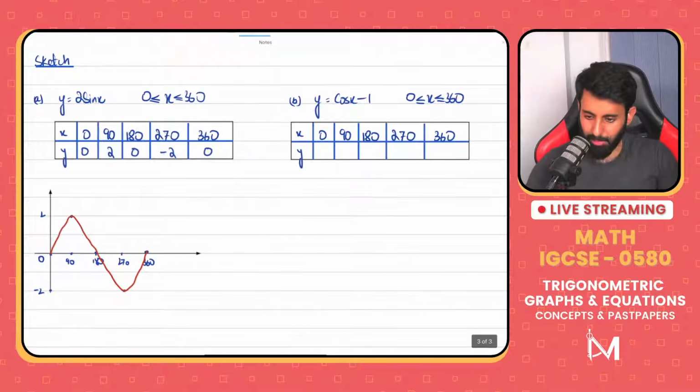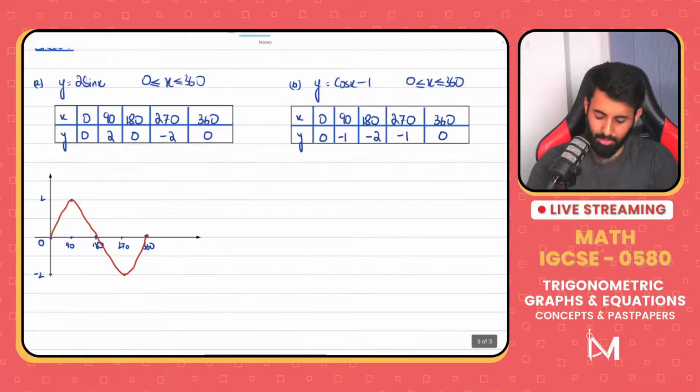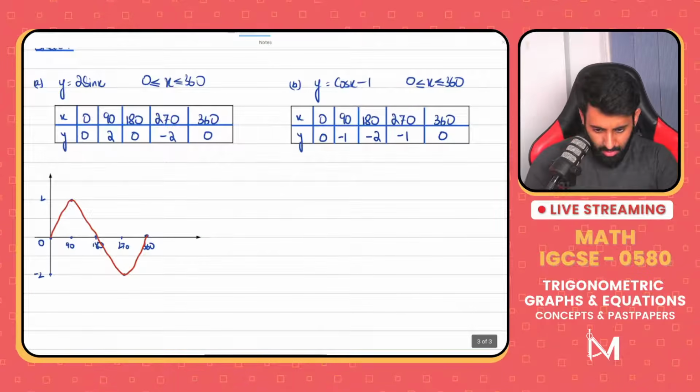So if you plug in 0, you will get 0. If you plug in 90, you will get -1. At 180, you will get -2. At 270, -1. And at 360, 0 again. Okay, you can use your calculator to figure this out. Don't try and do it directly. No, we don't use SOHCAHTOA over here. Okay, we're just plugging in these values. We're plugging in values one by one.